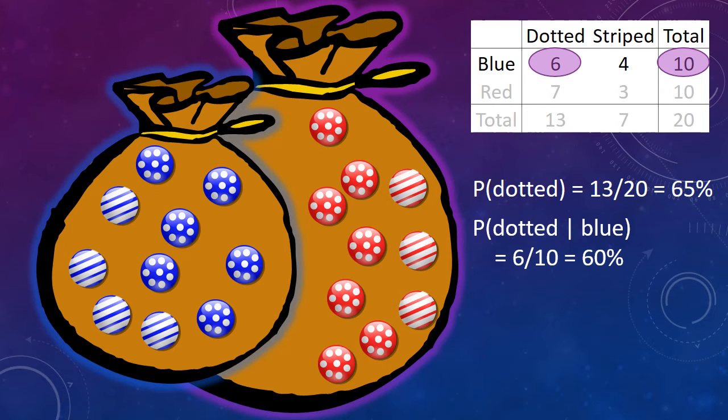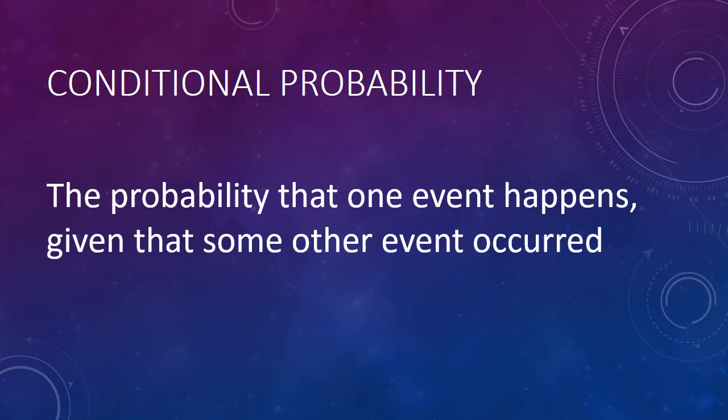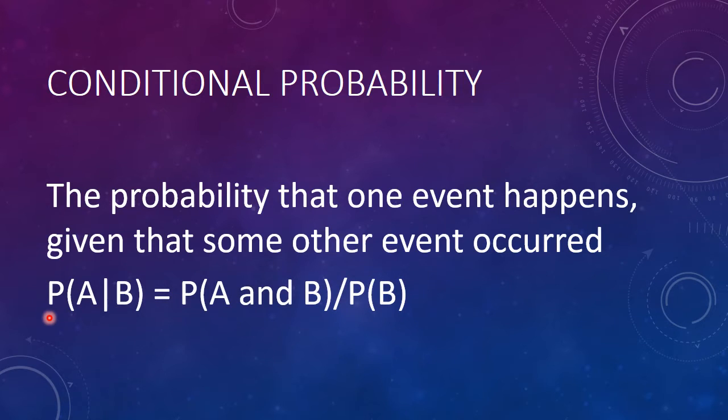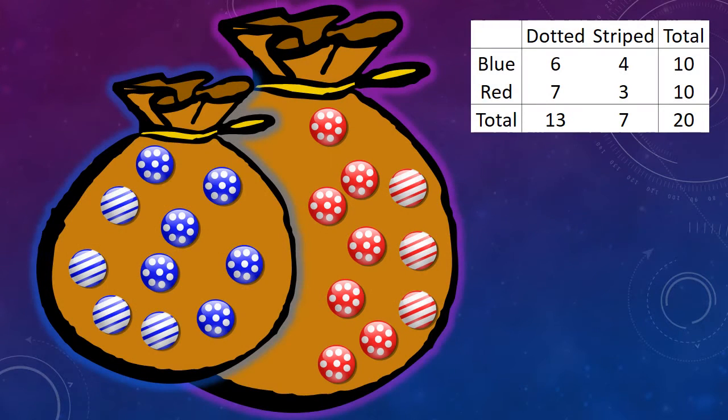The conditional probability is the probability that one event happens given that some other event has occurred. In mathematical notation, we write it like this: the probability of the event A given that the event B has occurred. And it's calculated as the probability that A and B both occur divided by the probability that B occurs, irrespective of whether A occurs. So in our example, A was that a marble was dotted, and B was that the marble was blue. So we found the probability that the marble was dotted, given that the marble was blue.